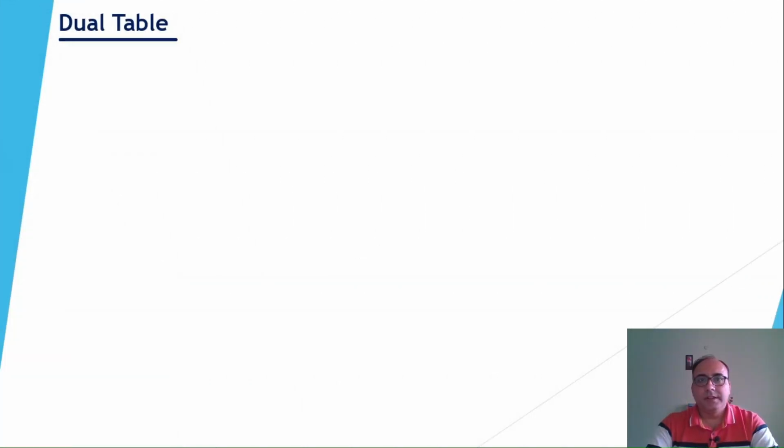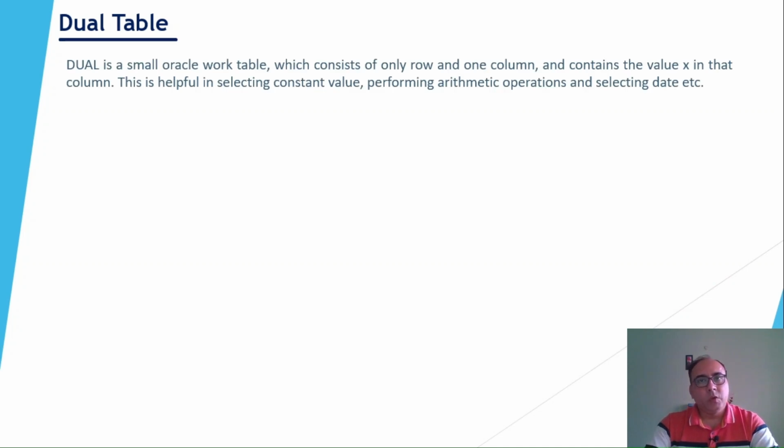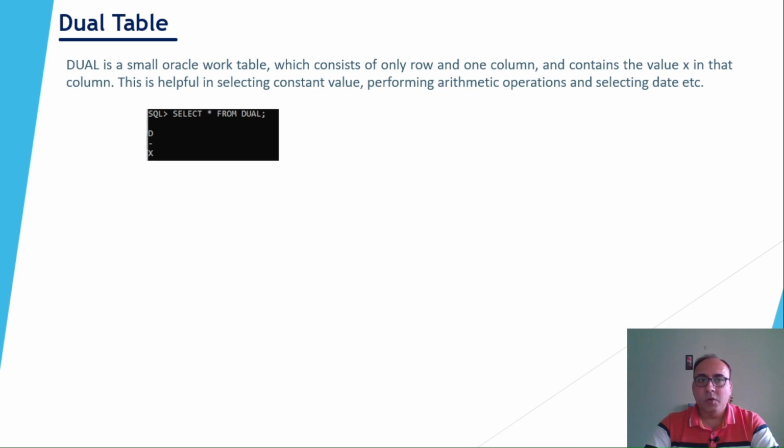Okay, let's talk about the dual table. Basically in Oracle, dual is a small work table which consists of only one row and one column, and it contains the value X in that column. This is quite helpful in selecting a constant value, performing some sort of arithmetic operation, or doing some sort of string manipulation. So in that way dual is quite useful. So this is how the dual table looks.